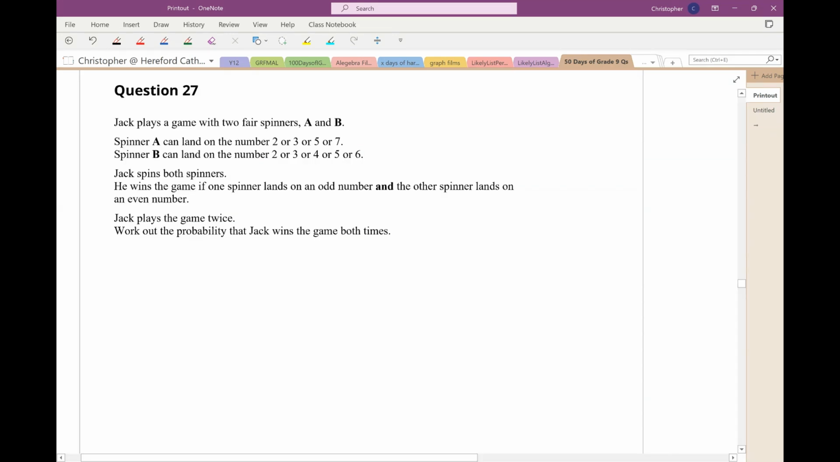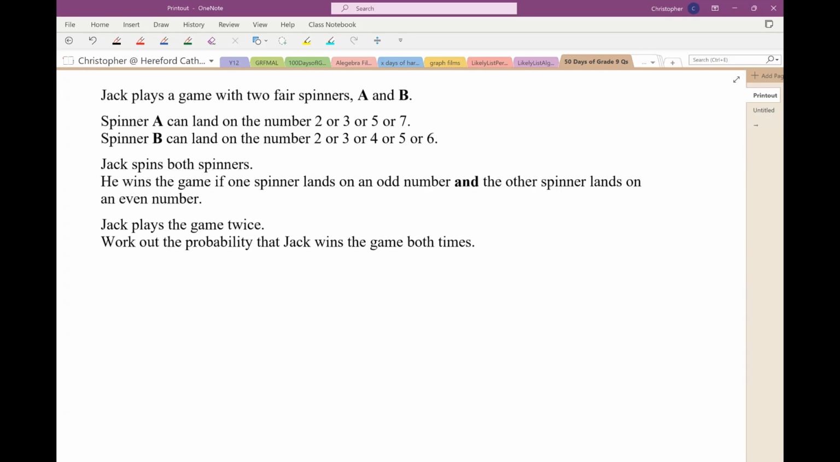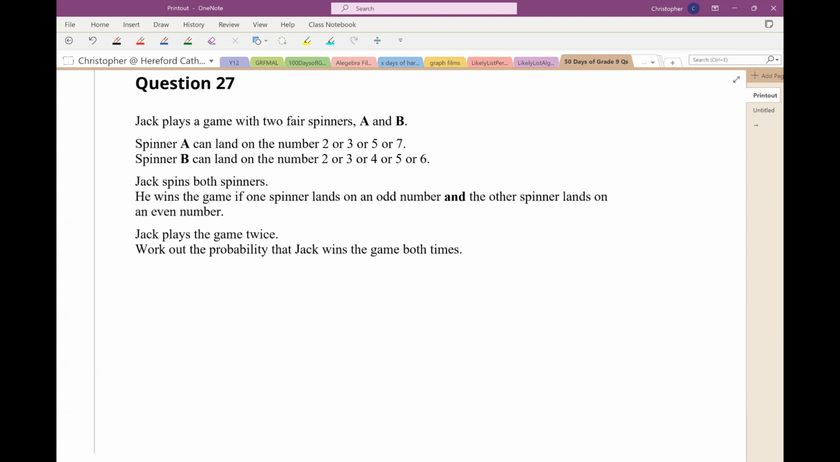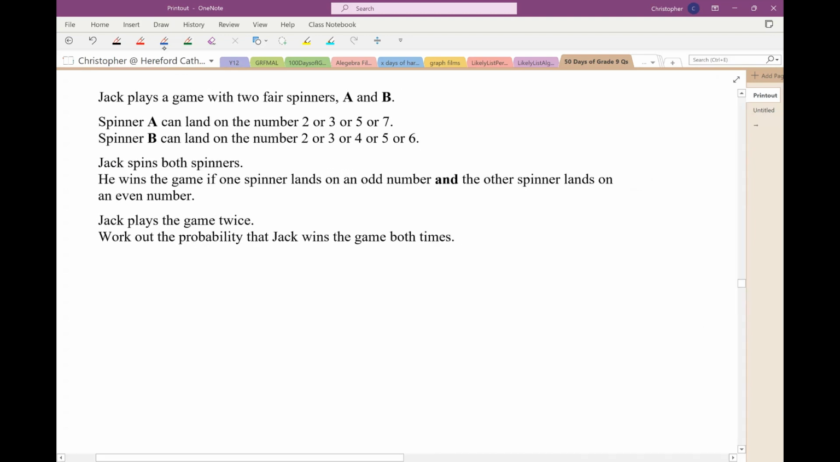Question 27. This looks like probability. Let's have a look. Jack plays a game with two fair spinners, A and B. Spinner A can land on those numbers, and spinner B can land on those numbers. He spins both spinners. He wins the game if one spinner lands on an odd and the other spinner lands on an even. Oh, I see. So you could have spinner A odd and spinner B even, or spinner A even and spinner B odd.